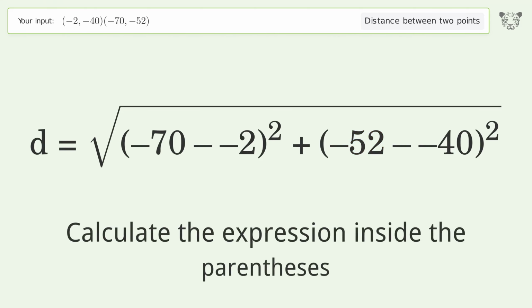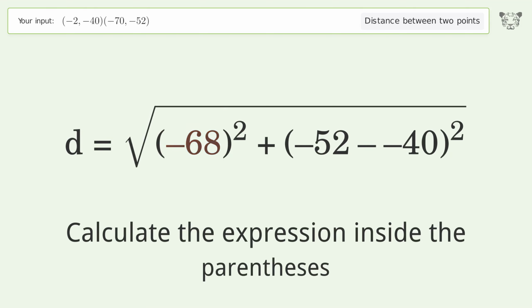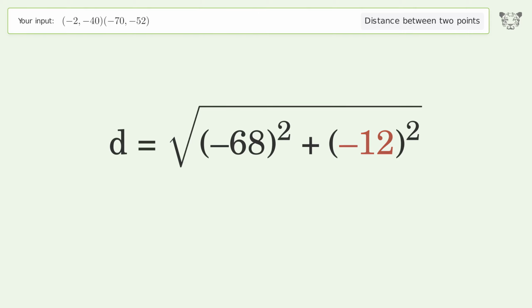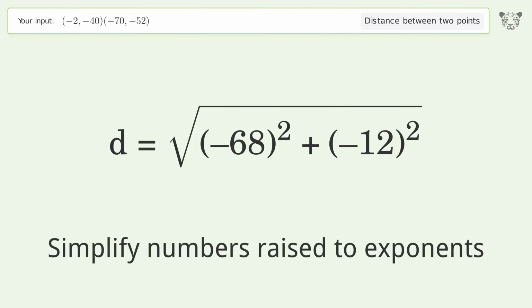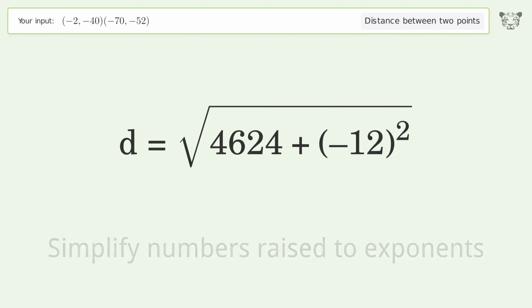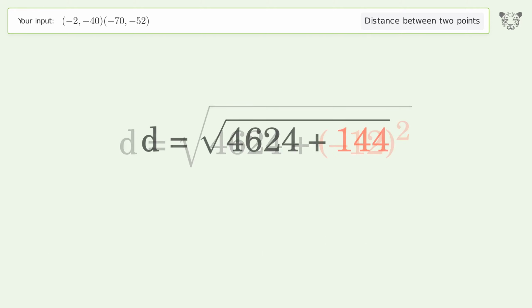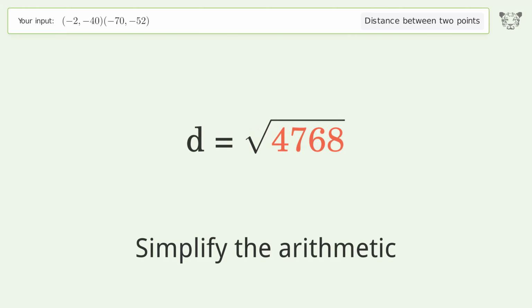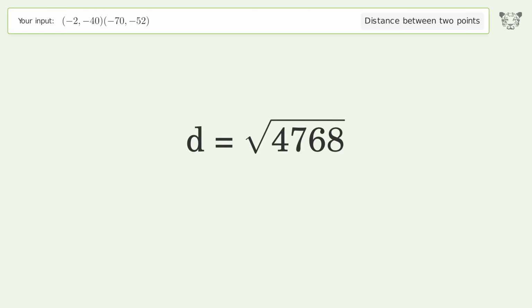Calculate the expression inside the parentheses. Simplify numbers raised to exponents. Simplify the arithmetic. And so the distance between the 2 points is the square root of 4,768, or 69.051.